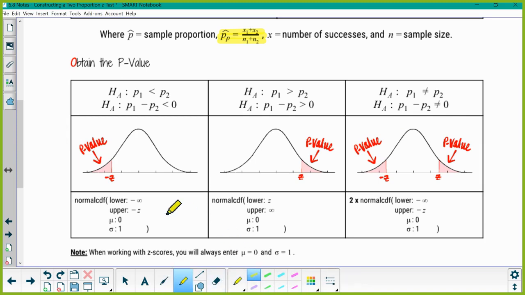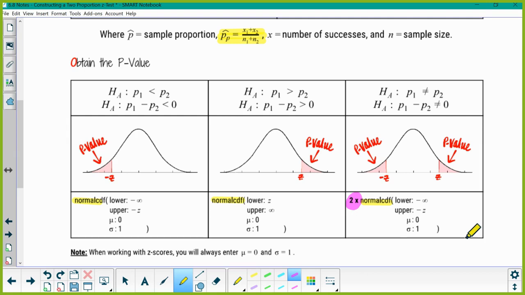Here we calculate it by doing normal CDF. Now, one thing you have to be careful of if you are doing this by hand and going into normal CDF: the less than and the greater than are perfectly fine. Nothing special about them. But when you're doing the difference, there's no difference in the two populations, you have to remember to multiply it times 2.